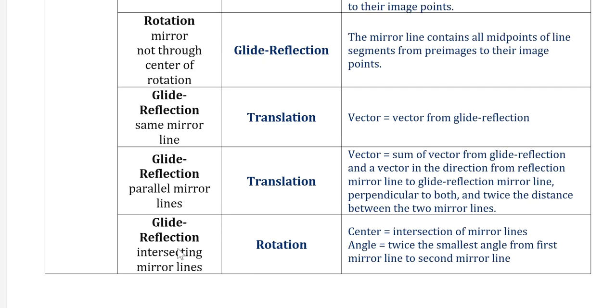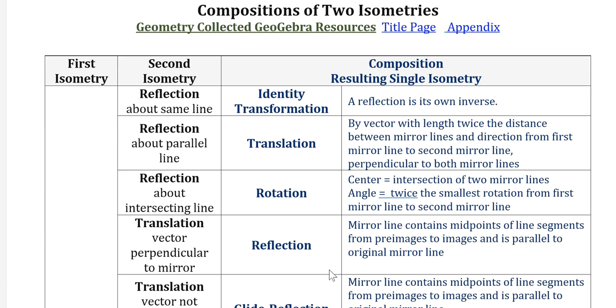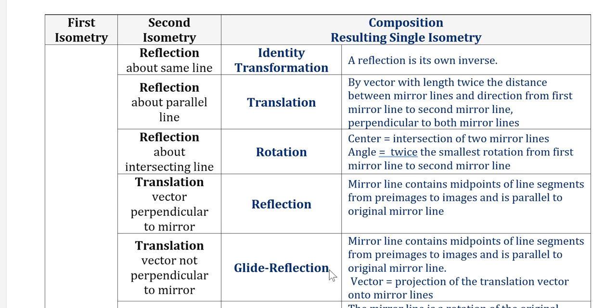And a reflection followed by glide reflection about intersecting mirror lines is a rotation. So the center is the intersection of the mirror lines, and the angle is twice the smallest angle from the first mirror line to the second mirror line. So that gives us a summary of what we found for composition of two isometries where the first one is a reflection. So in the next videos we'll do one where the first one is a translation, where the first one's a rotation, where the first one's a glide reflection. And so we'll do this to exhaust all the possibilities. This is one of the longest ones, with the reflection first, because there are so many different subcases.